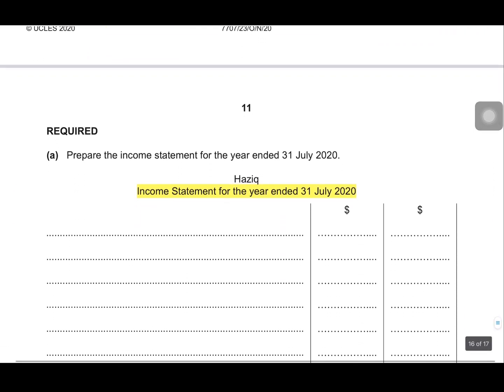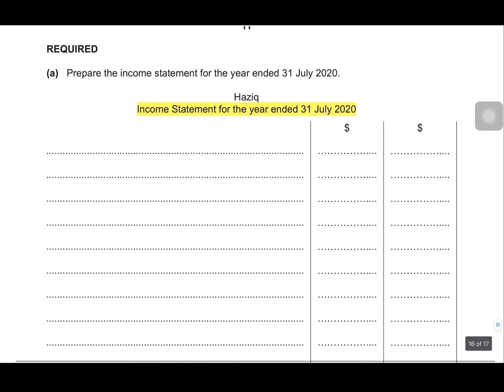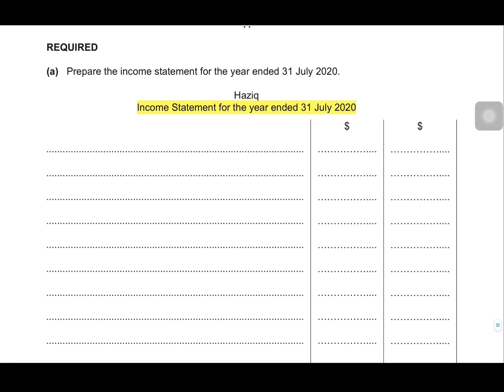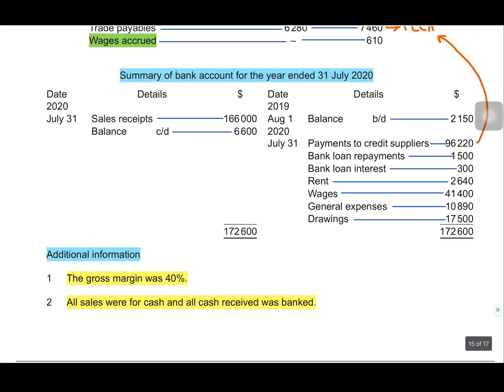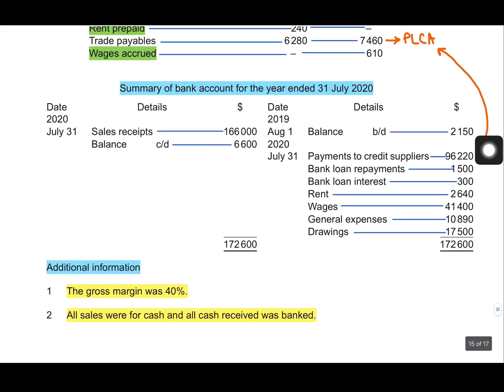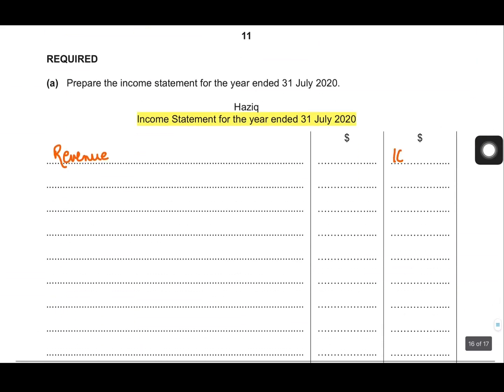Okay, now part A says to prepare the income statement for the year ended 31st July 2020. So starting with revenue, we know that the income statement starts with revenue, that is the sales receipts in this question. What is the amount? It is 166,000, that's it. All the sales are for cash, there are no credit sales.